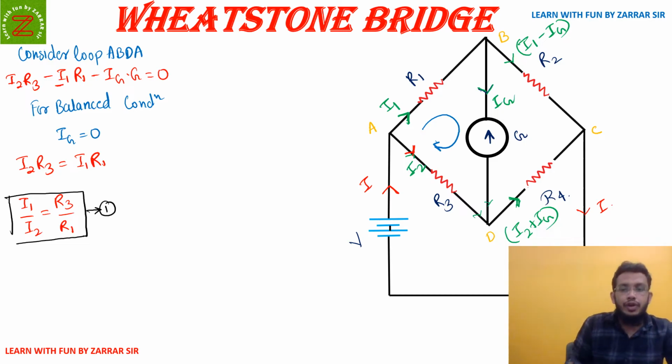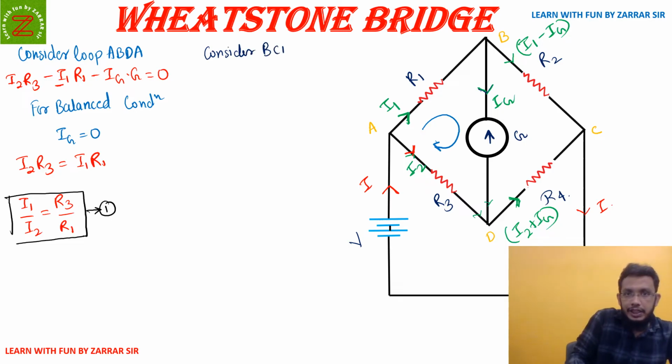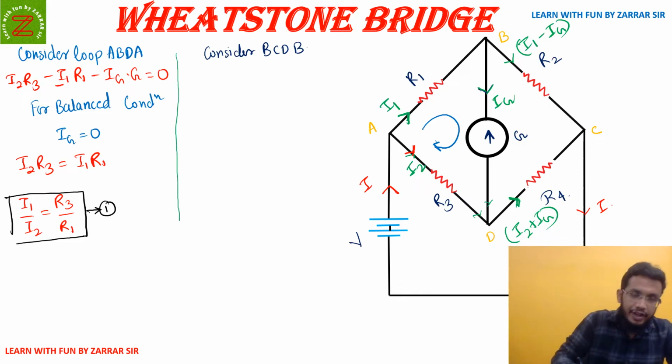Okay. Now what we'll be doing is we will be considering the other half loop. So consider BCDB now. BCDB. Okay. Now if you consider BCDB, let's write the KVL equation in BCDB. We have already discussed the KCL equation.